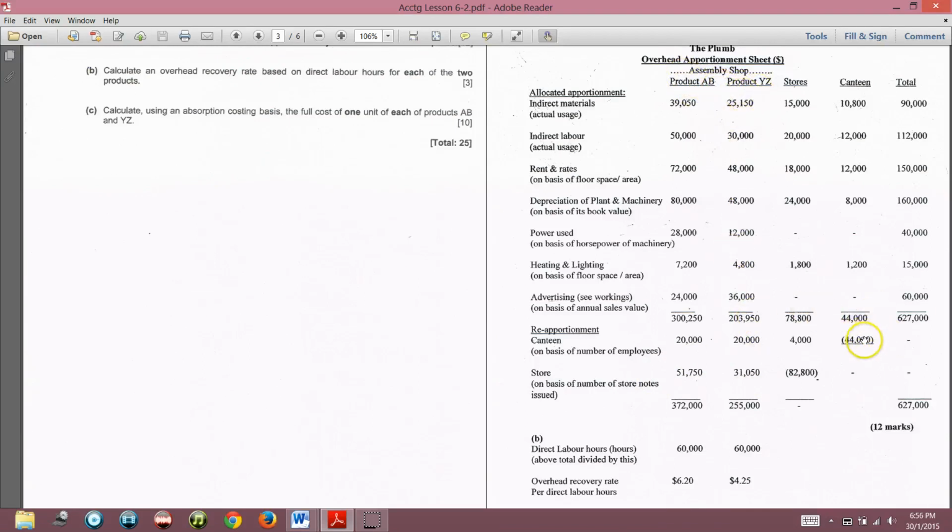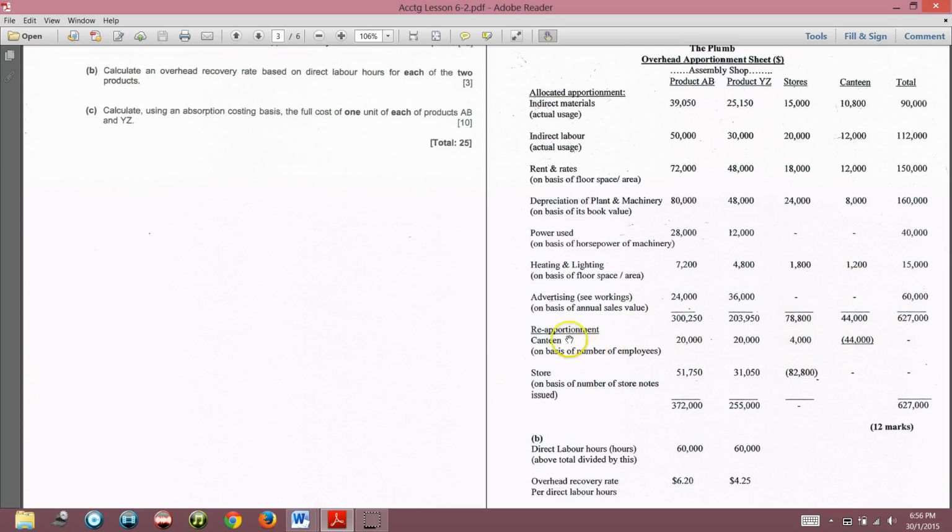Okay, so now the canteen. Actually, all these three departments, A, B, Y, Z, and stores will be using the canteen. Even the storeman will also be using the canteen. But the other way around is not true. The canteen workers won't be using the stores. This is the factory store, you know. So the factory storeman will also be going to the canteen.